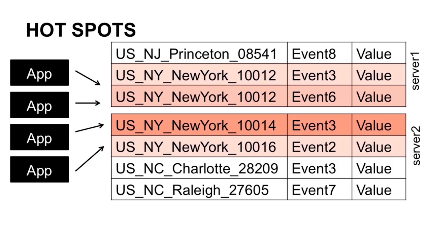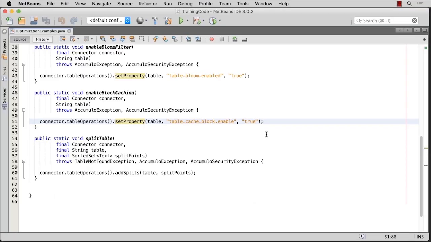This will allow the Accumulo master to distribute the tablets containing those rows to different tablet servers so that all of the information for New York isn't being handled by just one server. To manually split a table, we just need to tell Accumulo which set of row IDs we would like to split a tablet on using the add splits method.